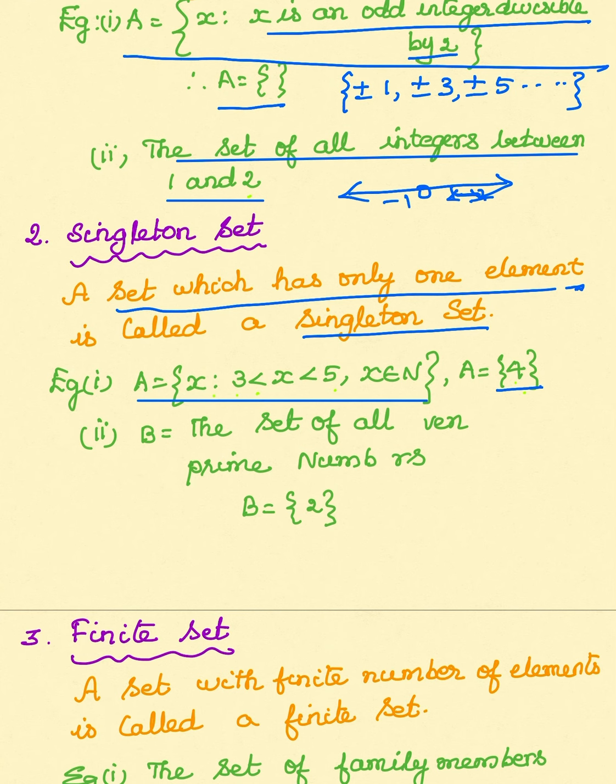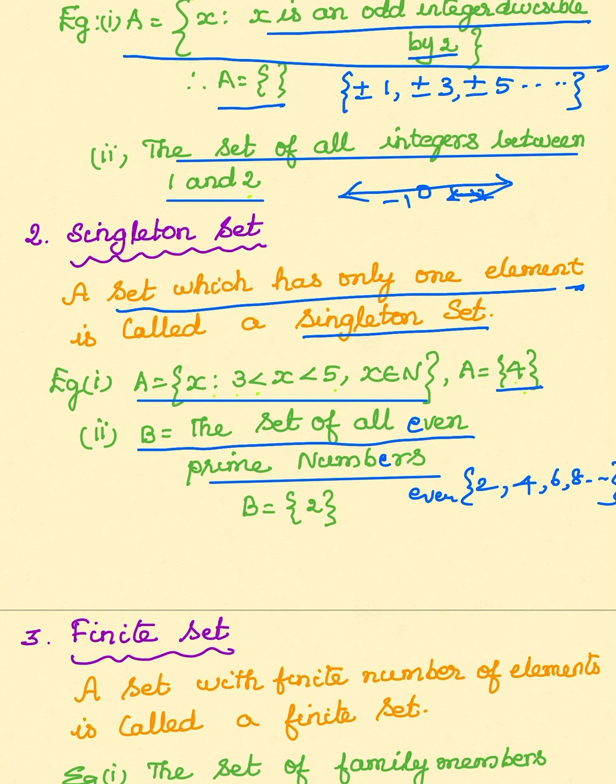Next we go to the set of all even prime numbers. So what are the even prime numbers? Even numbers are 2, 4, 6, 8. These are even numbers. Even prime number: this is the only even prime number. So B will have only 2 as its element. So only one element 2 is in the set B. So you call it a singleton set.